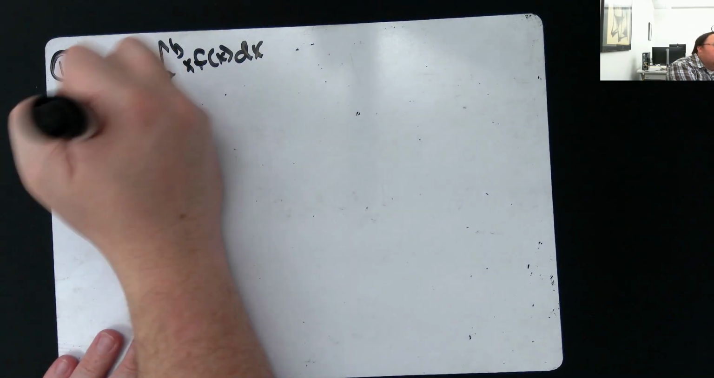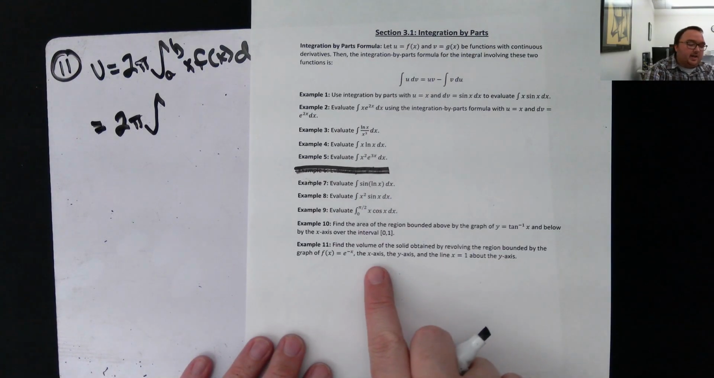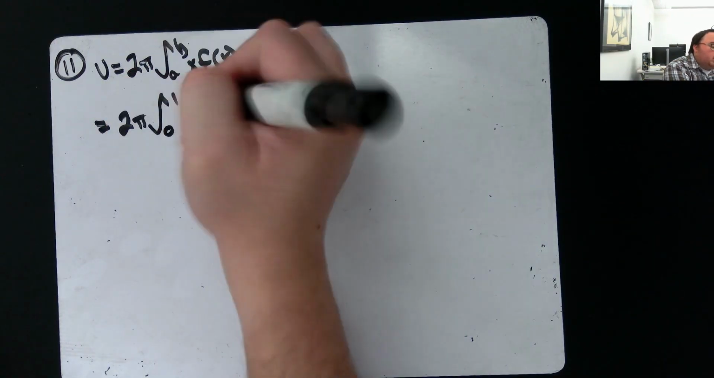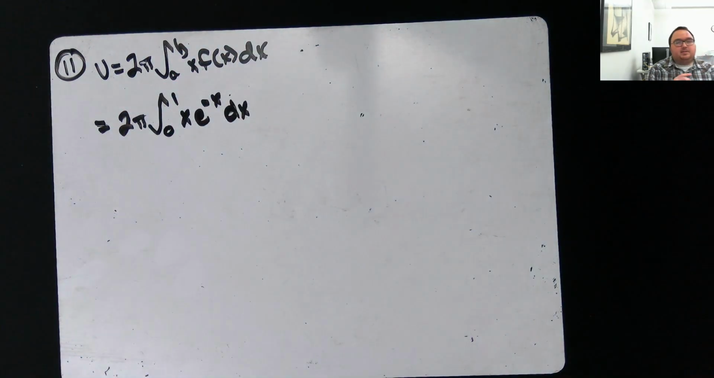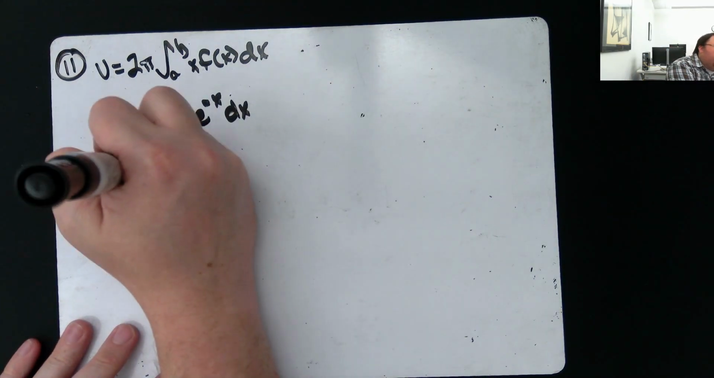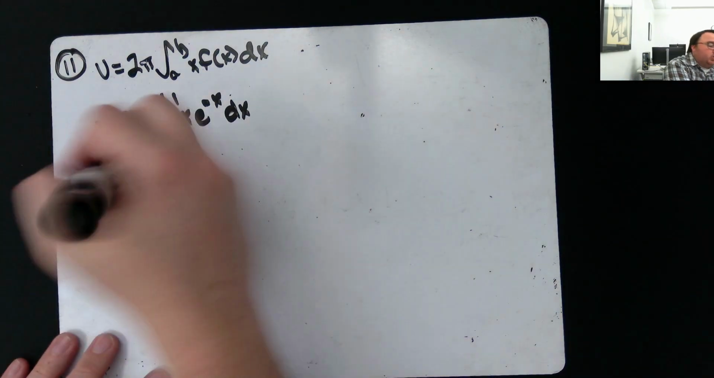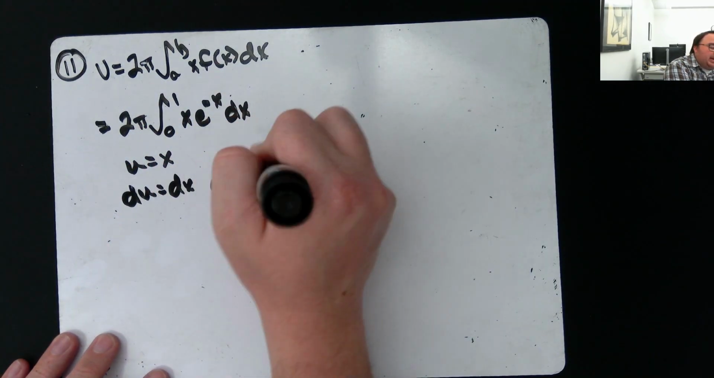So we're going to do that. 2 pi integral, since it's going from x to x equals 1, my bounds are going to be 0 to 1. x times my function, which is e to the negative x, dx. So this is a product, which means I've got to do it by parts. So I'm going to let u be equal to x again because I want to try to break it down, right? So if u is x, du would be 1 dx. So the dv has to be e to the negative x.